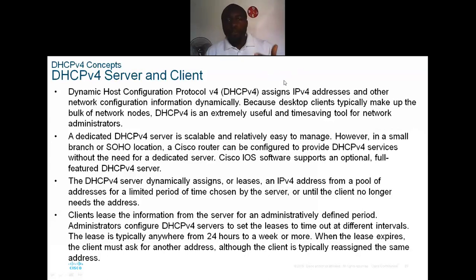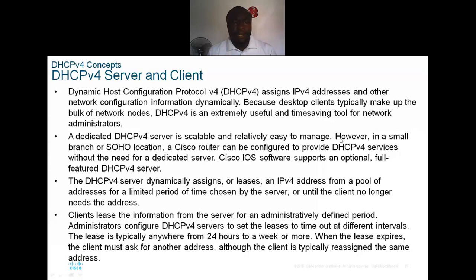IP version 4 addresses to clients. So a dedicated server or a dedicated machine can be enabled to be giving out these particular IP addresses. However, in a small network or a small setup, you can use a Cisco router to configure DHCP to be giving out IP addresses.